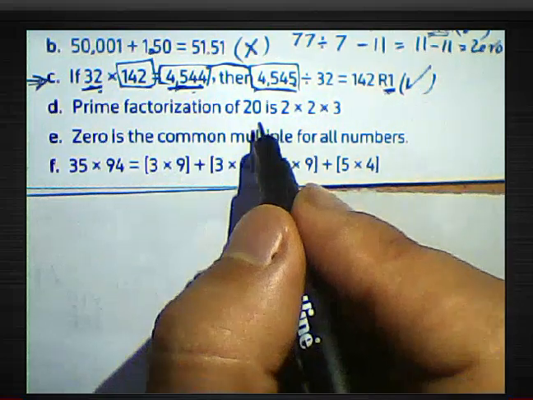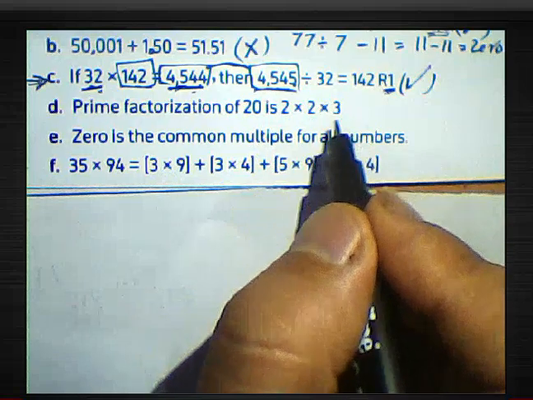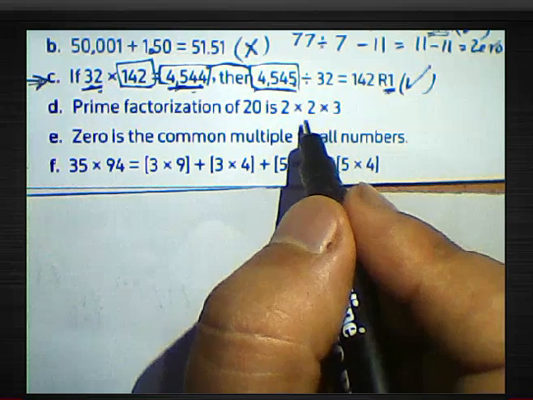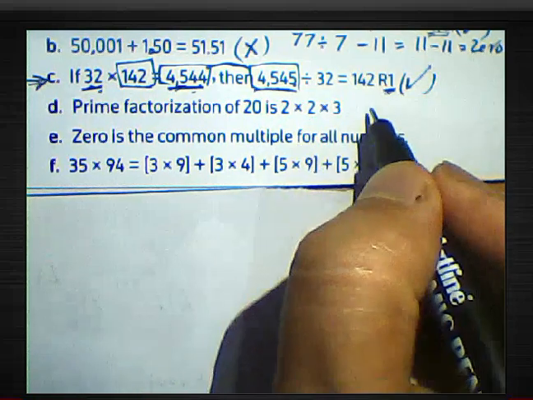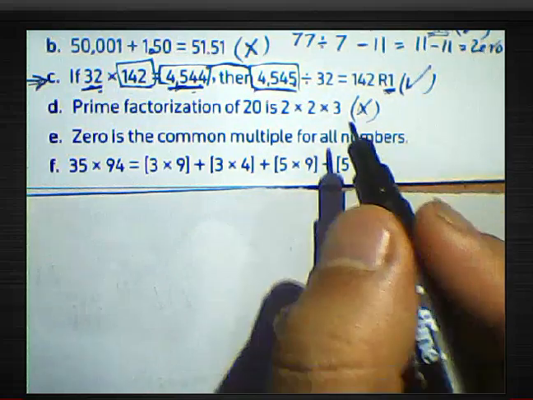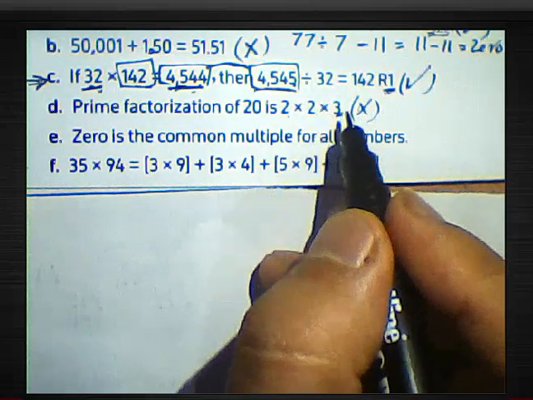Prime factorization of 20 is 2 times 2 times 3. No, because 2 times 2 is 4, and 4 times 3 equals 12. It's false. About this example, we must write here 5: 2 times 2 is 4, and 4 times 5 equals 20.